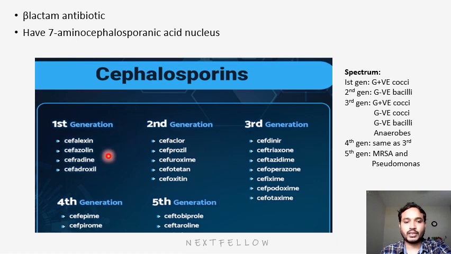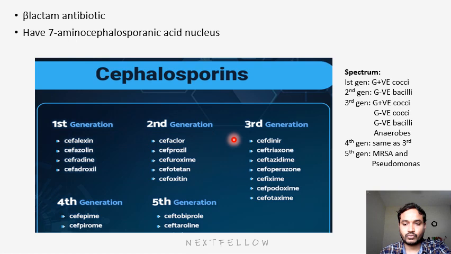First we have to remember the names. So first we will see the first generation: cephalexin, cefazolin, cephradine, cefadroxil. Second generation will be cefaclor, cefuroxime, cefotetan, cefoxitin. Third generation will be ceftriaxone, ceftazidime, cefoperazone, cefixime, cefotaxime. Fourth generation: cefepime, cefpirome. Fifth: ceftobiprole, ceftaroline.